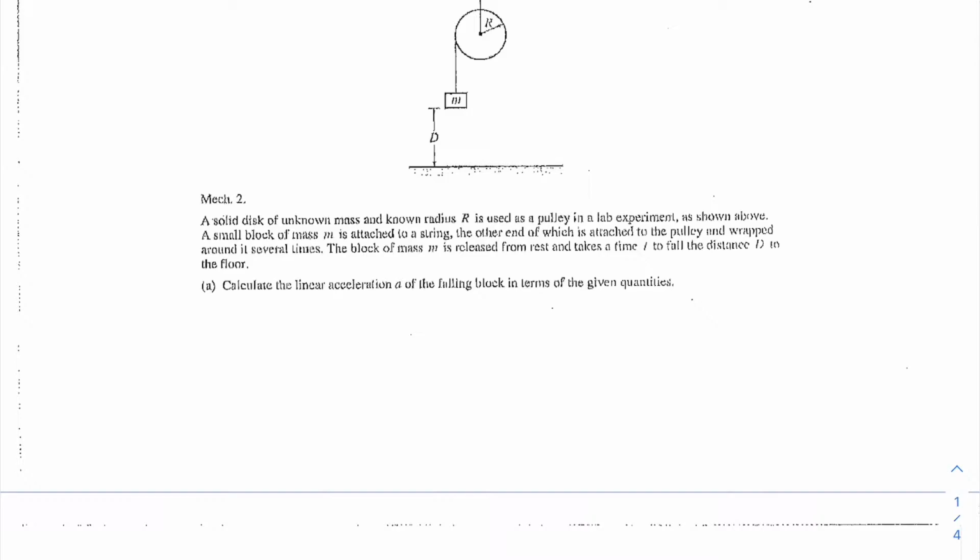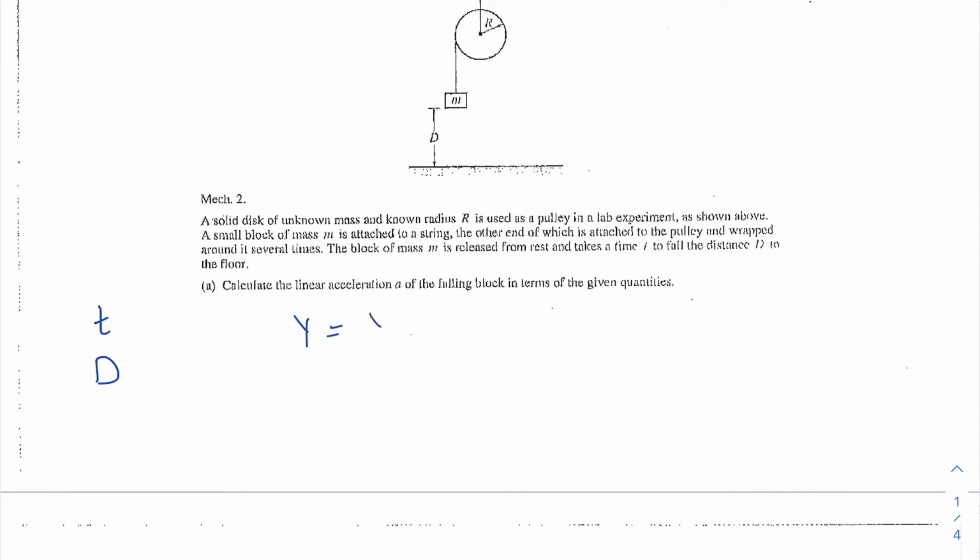quantities. They do mention the radius of the pulley and the mass of the block and things like that, but we haven't learned how to deal with any of those things. So for this problem, you don't have to worry about them. So for part A, we need to think of a kinematic equation that we can use given the quantities that we have. So we're given time and we're given distance d, and we want to calculate the linear acceleration of the block in terms of the given quantities.